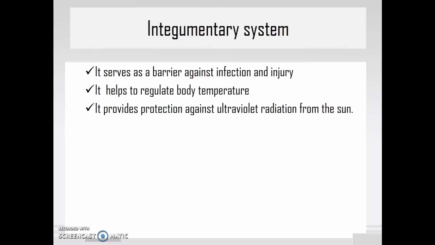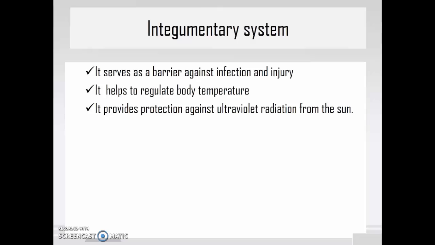Now, what are the functions of the integumentary system? It serves as a barrier against infection and injury. The skin is the largest organ of the body, and suppose the skin is not covering the whole body, we'll be more prone to infections. A lot of dust will enter our body and we would never be able to survive. It helps to regulate body temperature. How? During winters, in order to conserve heat, we shiver, and during summers, we sweat.